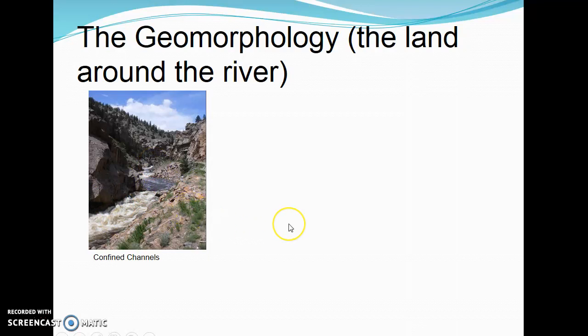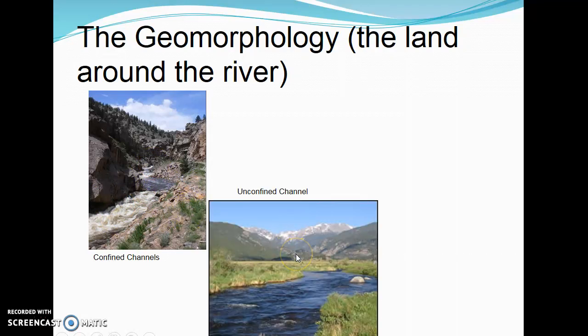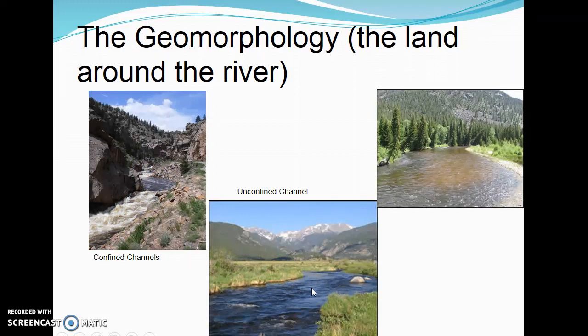It's a confined channel. On this end of things, though, we have an unconfined channel. This would be a river that's highly connected to its floodplain. If we get more water, it's likely to just exceed its banks and widen out. Whereas here, if we get more water, it's just going to get deeper and kind of stick to the same path. And then we have these in between where we have both an unconfined on one side and a confined on the other side. So we call that a partially confined channel. And why this matters is because the geomorphology will then influence what that river can do.